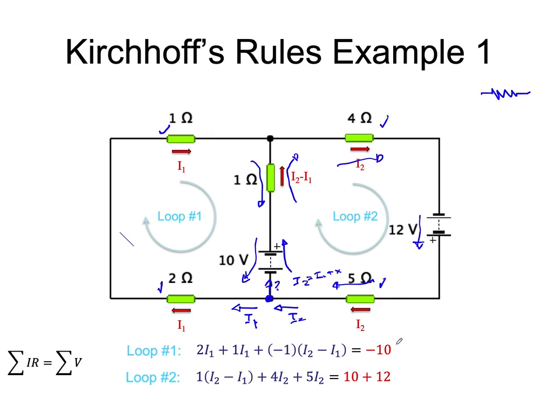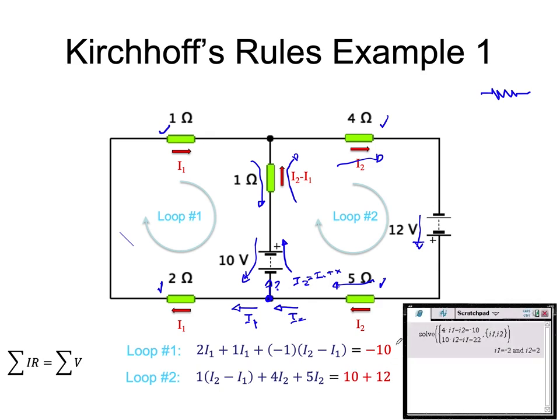If you simplify this and plug it into your Inspire, you'll get something like this. So this first equation becomes 4I1 minus 1I2 equals negative 10. And the second equation becomes 10I2 minus 1I1 equals 22. If you solve that, and I know it's kind of hard to read here, you'll get that the currents are this. And you're like, oh, no, it's the end of the world.